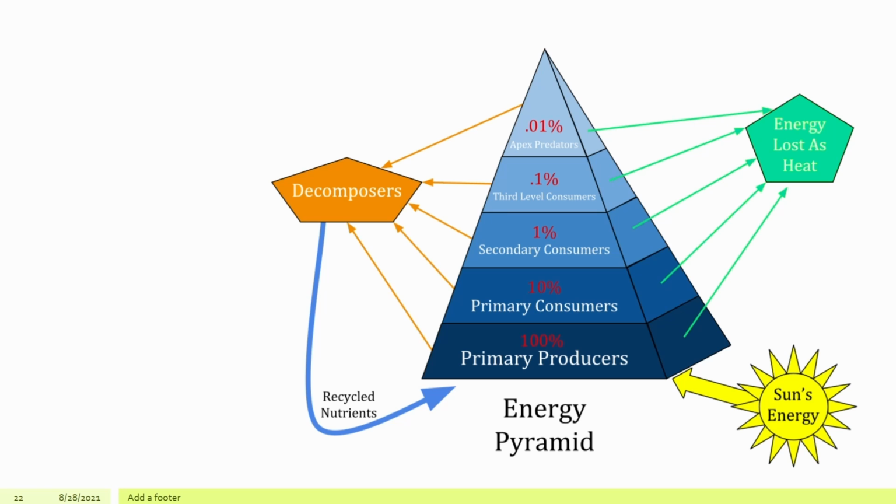So we actually have 10% only going to the primary consumers, 1% to secondary consumers. Third level consumers get 0.1%, and 0.01% if you're starting at 100% makes it to the apex predators, because a lot of that energy is lost as heat, or it's taken by the decomposers and eventually recycled back into the ecosystem and re-enters the energy pyramid, but at the bottom. And it's the primary producers that directly use the sun's energy to create their own energy molecules. That's why they're at 100%.